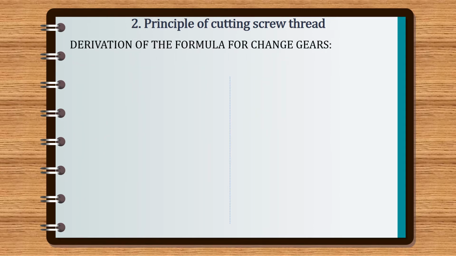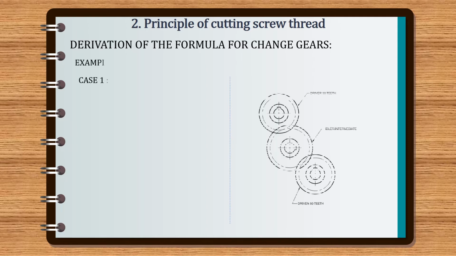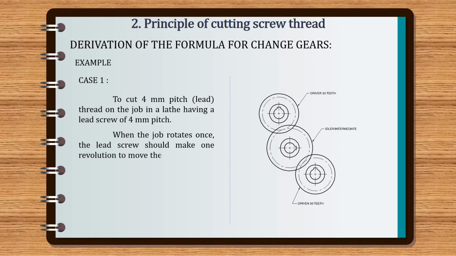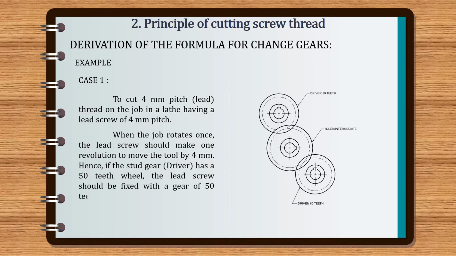Let's see the derivation of the formula for change gears. In case 1, to cut a 4 mm pitch thread on the job in a lathe having a lead screw of 4 mm pitch, when the job rotates once, the lead screw should make one revolution to move the tool by 4 mm. Hence, if the stud gear driver has a 50 teeth wheel, the lead screw should be fixed with a gear of 50 teeth driven to get the same number of revolutions as the spindle.